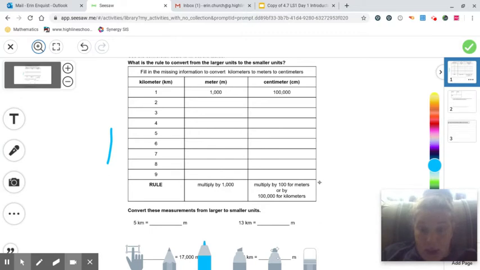You can see right here, it says the rule. The rule means how will you remember how to turn kilometers into meters? Well, you can see here it went from 1 to 1,000. The rule is multiply whatever this number is here by 1,000. So 2 times 1,000.